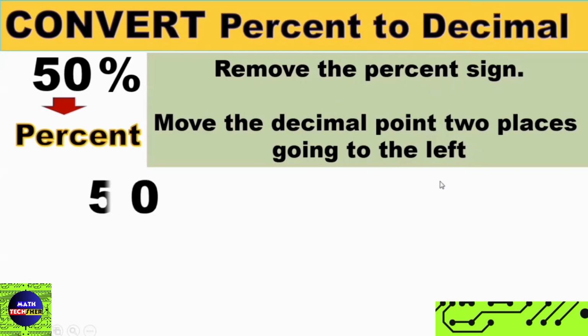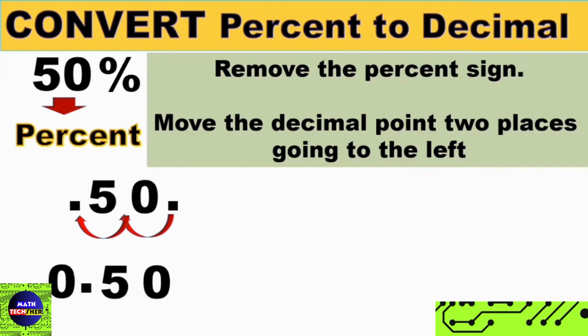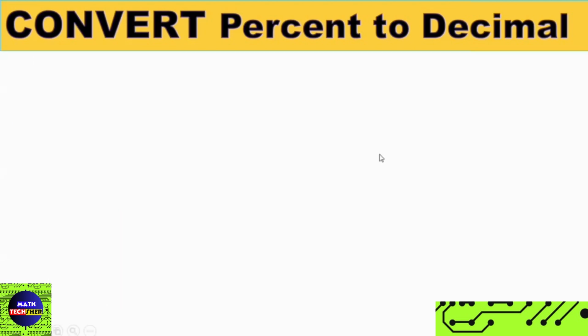Okay, next we have 50. We convert to decimal. Next, we're going to move the point 2 places going to the left direction. So we have 1 and 2. Then now we have 0.50. The next is we add 0. Then copy 50. So we have 0.50 is the decimal of 50%. So that is how to convert percent to decimal.